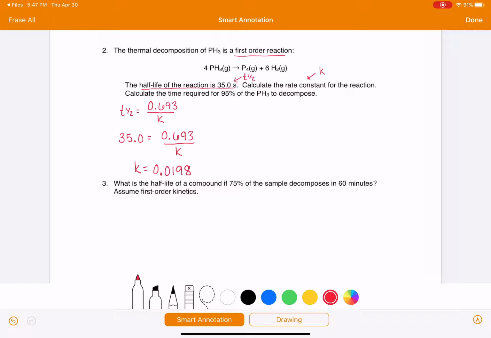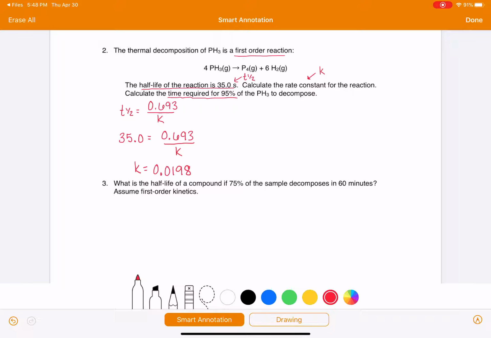Now it's asking, calculate the time required for 95% of it to decompose. So this is a problem where it's asking you specifically about time, like how much time would it take for 95% to go away? Or how much is left after 35 seconds go by or something like that. So in those types of very time-specific problems, you need to use the integrated rate law.